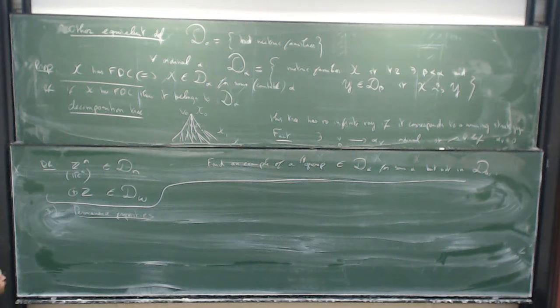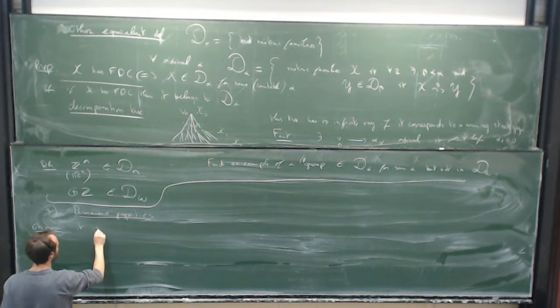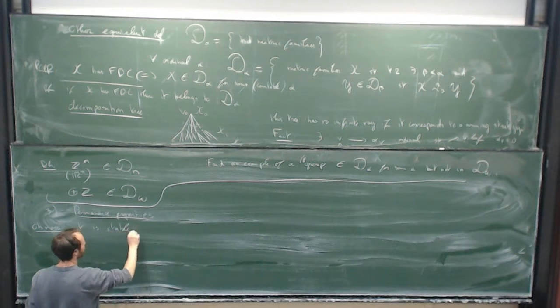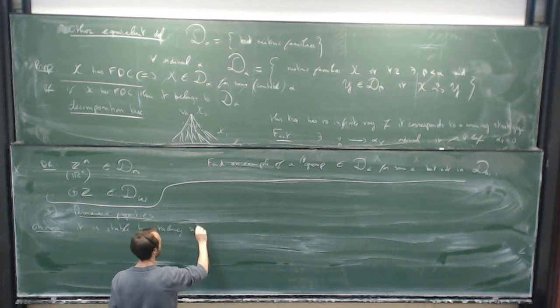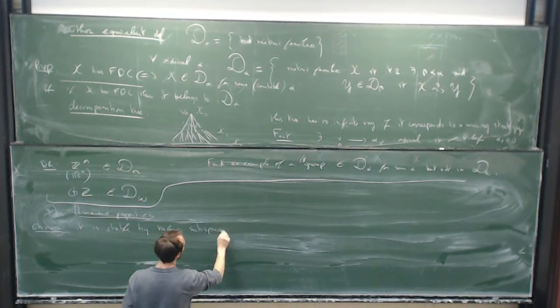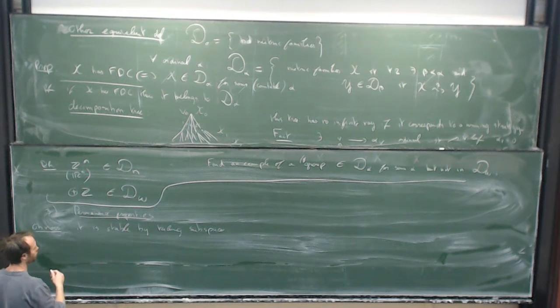Okay, so permanence properties. The point of this notion is that it's extremely flexible. The first thing which is obvious is that it is stable by taking subspaces. If you can decompose a space, then you can decompose a subspace. And actually, even if you take the collection of subspaces of a given space, it also has the decomposition property, if the space has the decomposition property.